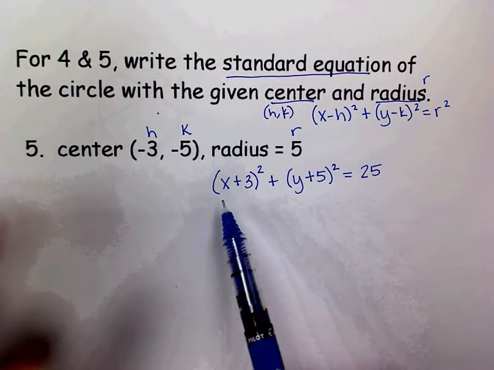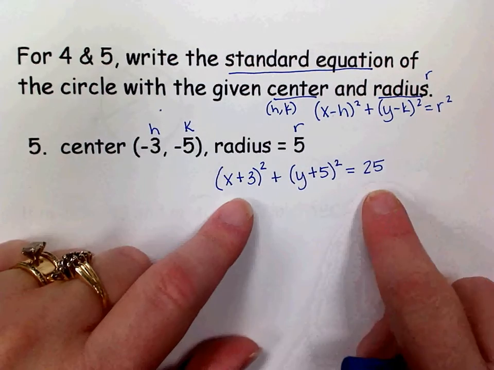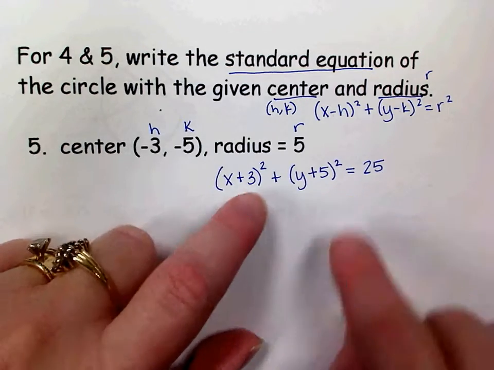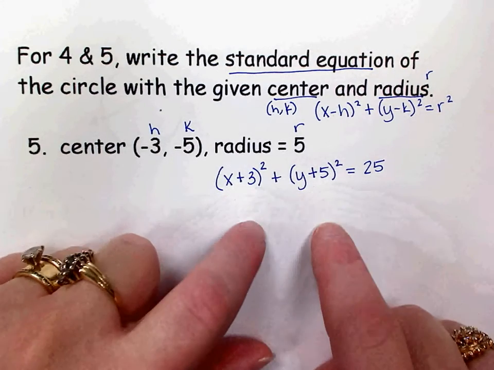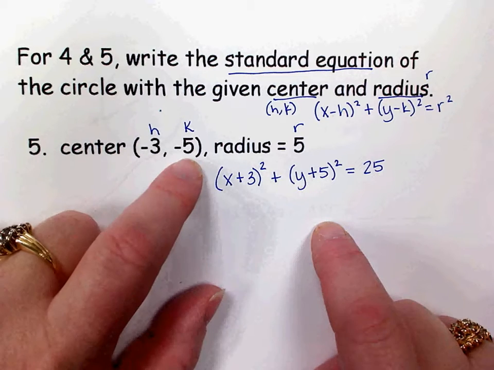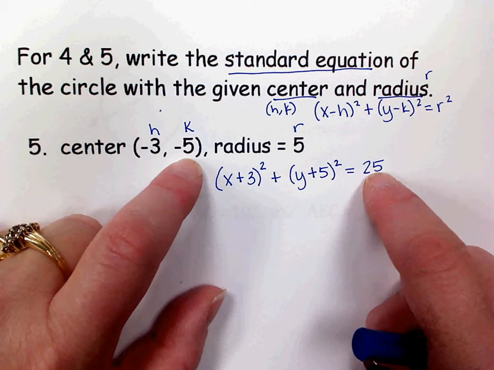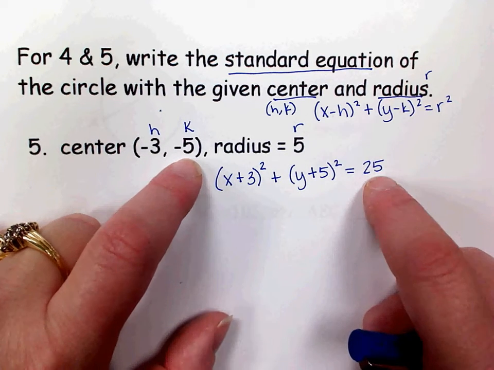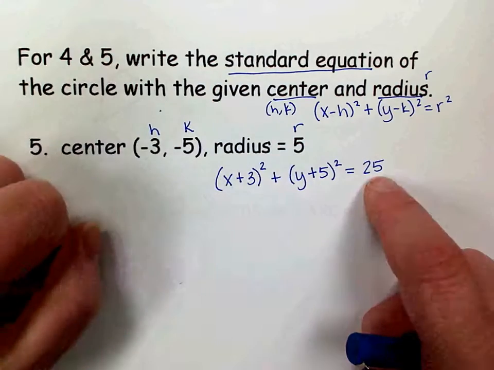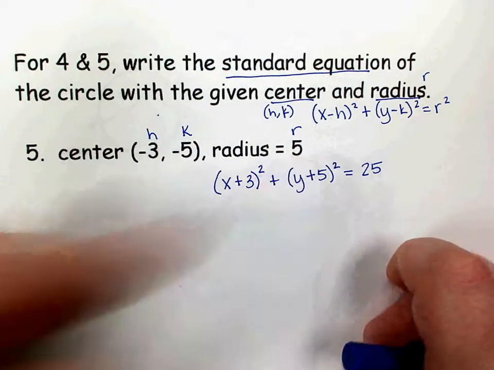So if you were given the equation and asked to find the center and radius, remember, when you pick out your center point, you have to change the sign. So it'd be -3, -5. And when you take the radius from this, you have to take the square root. You have to undo the squaring. So the square root of 25 is where the radius of 5 comes from.